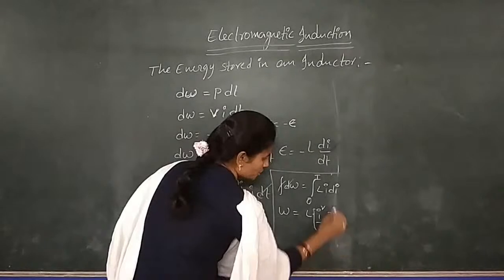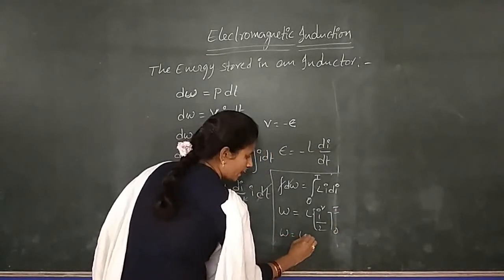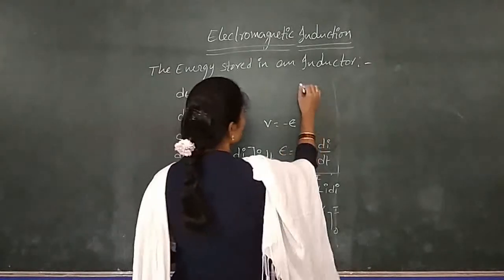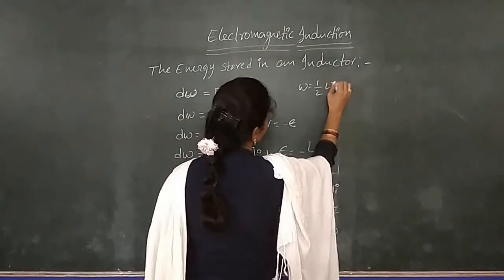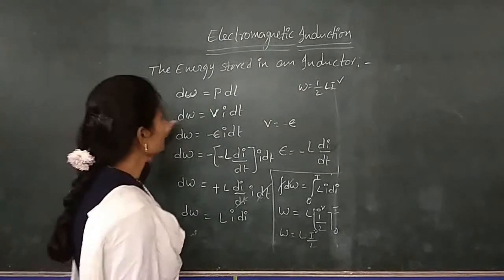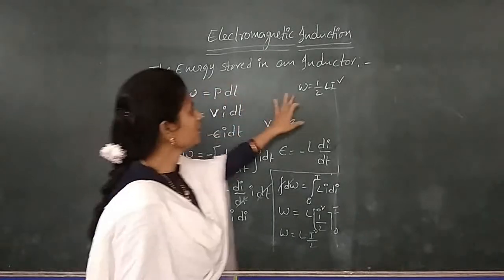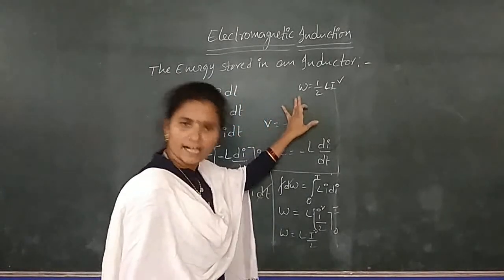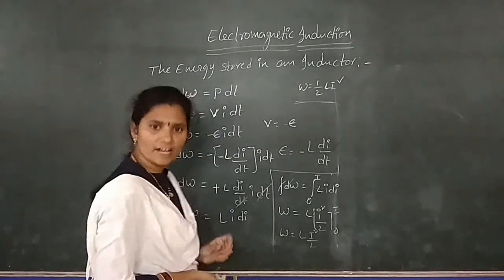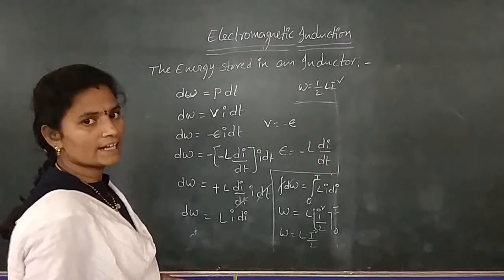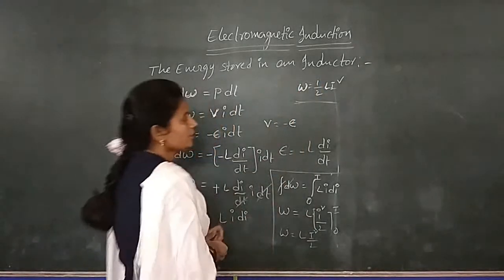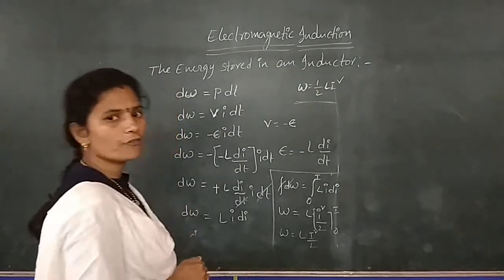Within the limits 0 to I, so this is the external work done. So this is nothing but the potential energy stored in an inductor, the magnetic energy. So what is an inductor? An inductor is a device which stores energy in the form of a magnetic field. So what is the energy stored in an inductor? That is nothing but W is equal to half L I square.